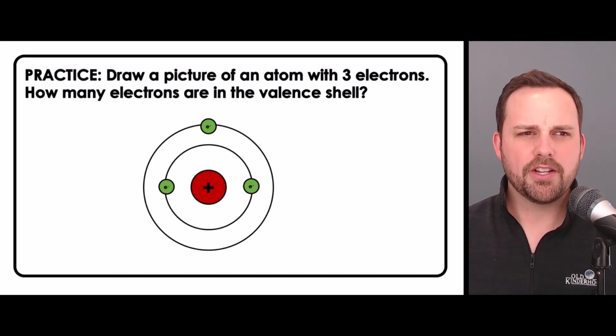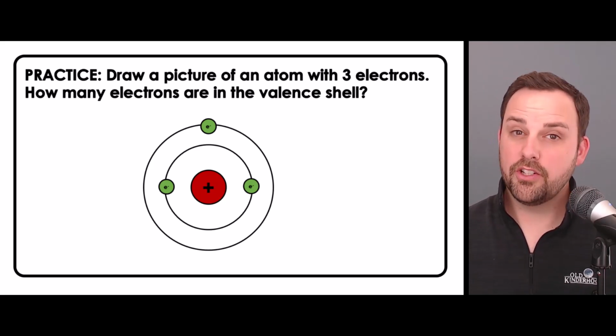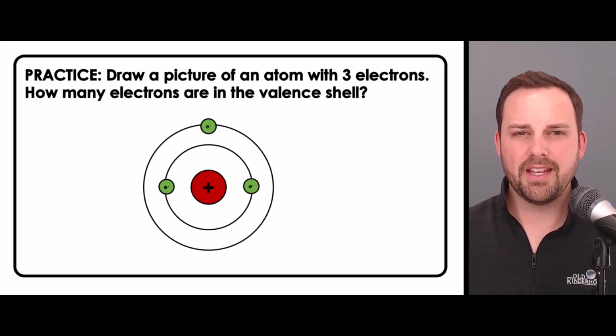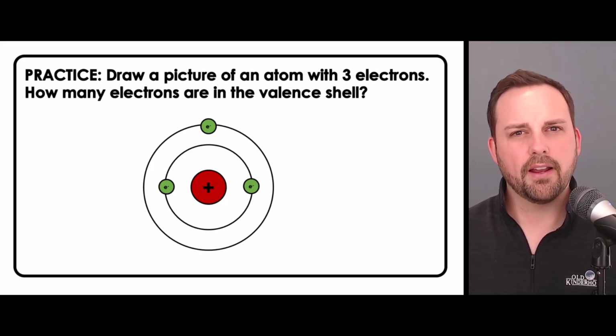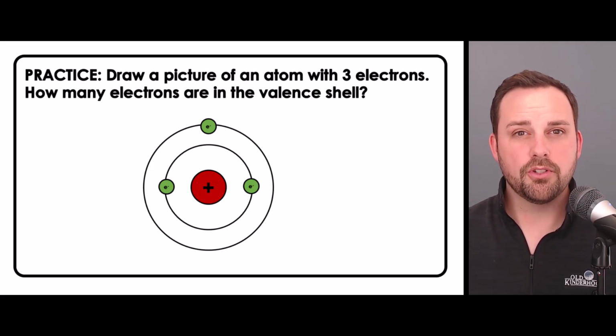So the next part of this question is, how many electrons are in the valence shell? The valence shell is really important because it's these electrons that will interact with other electrons. And in this atom, you can see the outer shell, which is shell number 2, that's the valence shell because it's the outermost shell, and it only has 1 electron. So that's the other thing to know about this question.